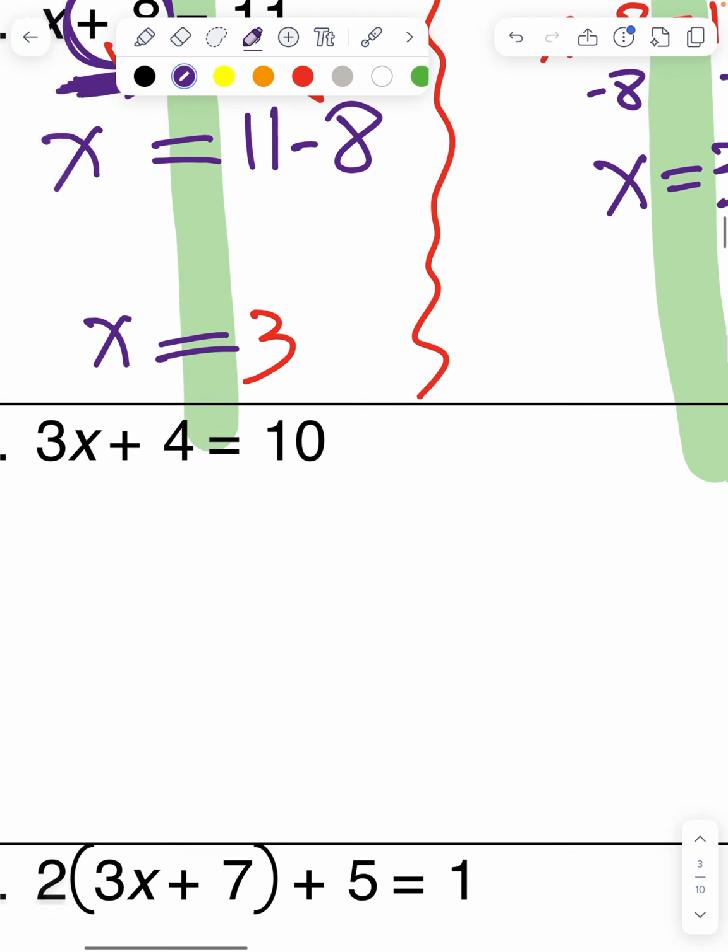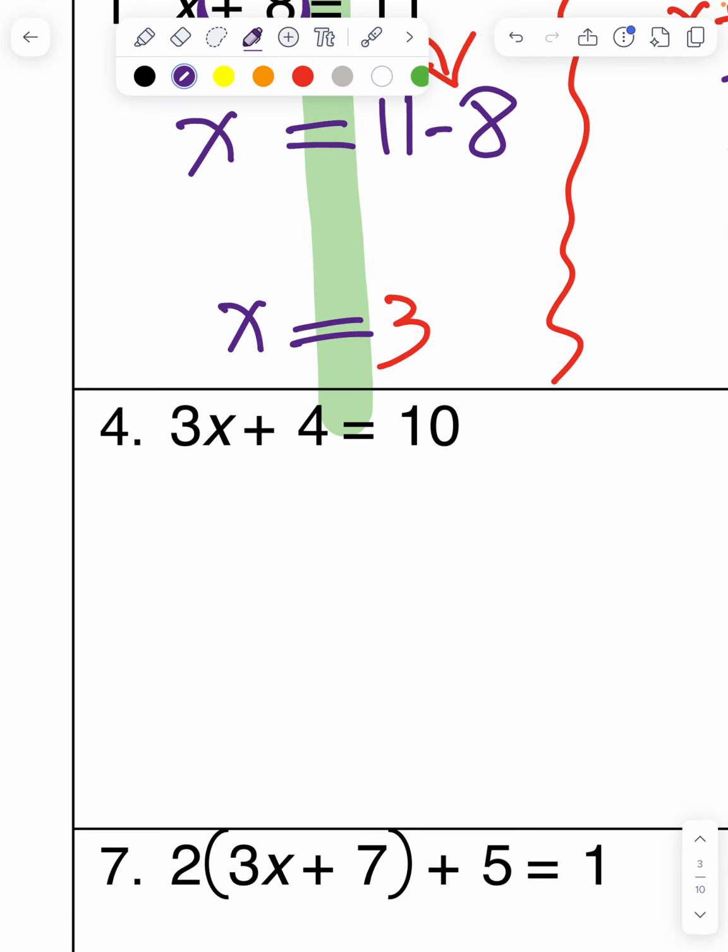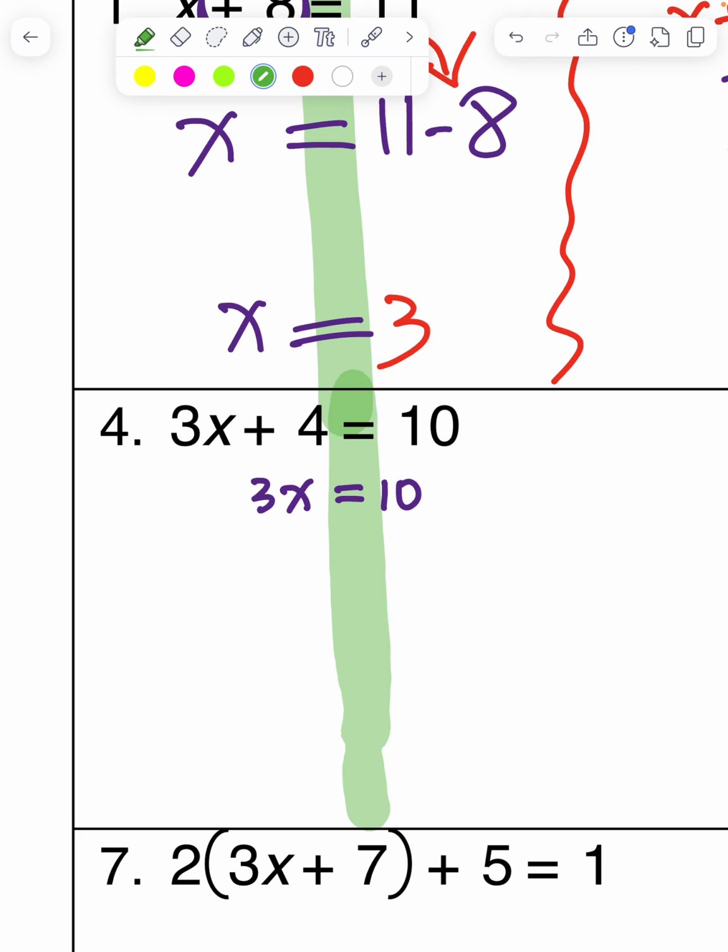Number 3. 3x plus 4 equals 10. Oh, I'm going to use a different method. 3x equals 10. I'm going to move the positive 4 to the other side. This is positive 4. Right? Move to the other side, it becomes negative 4. So 3x equals 10 minus 4. That's 6, right? 3 times what number equals 6?